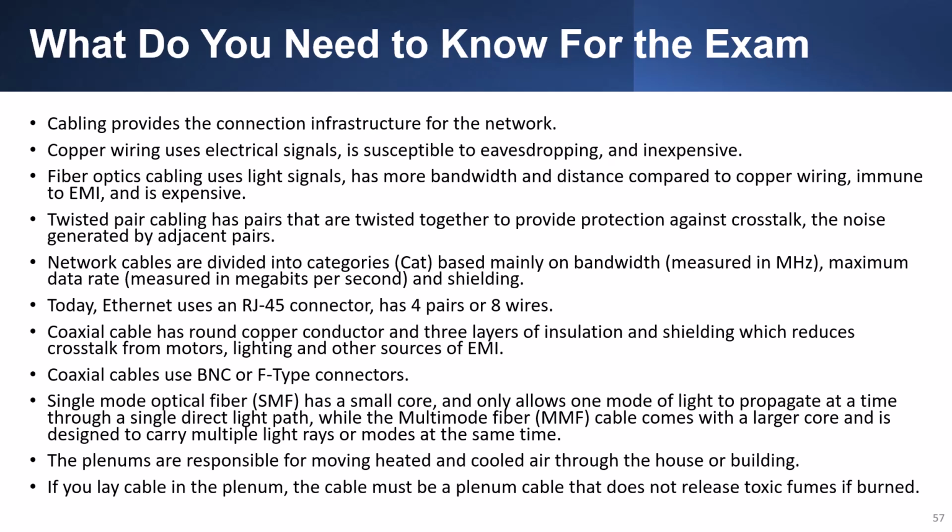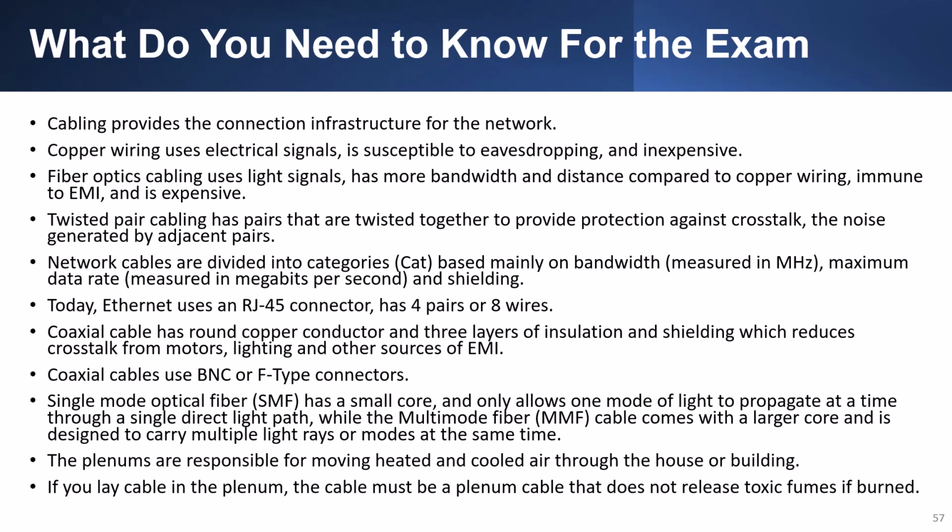Network cables are divided into categories based mainly on bandwidth, which is measured in megahertz, maximum data rate, which is measured in megabits per second, and shielding. Today, Ethernet uses an RJ45 connector, which has 4 pairs and 8 wires.